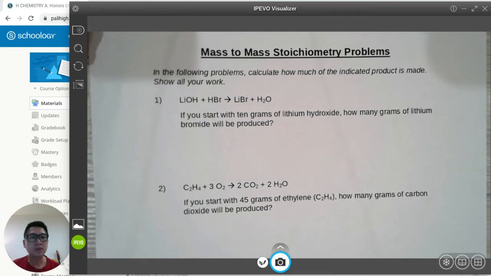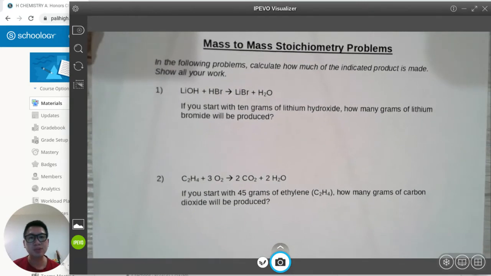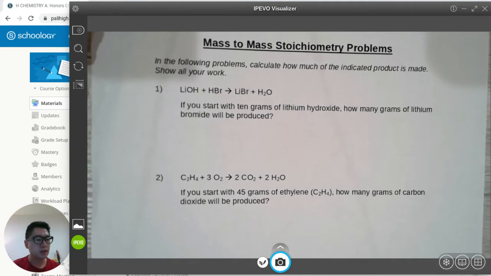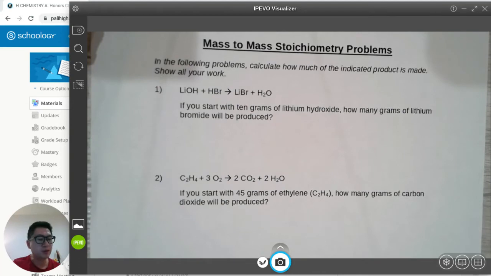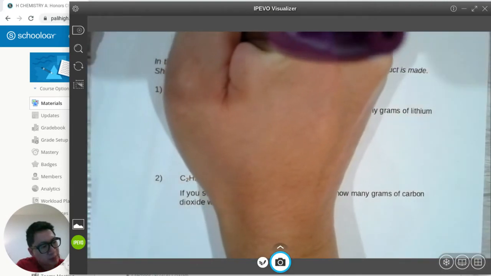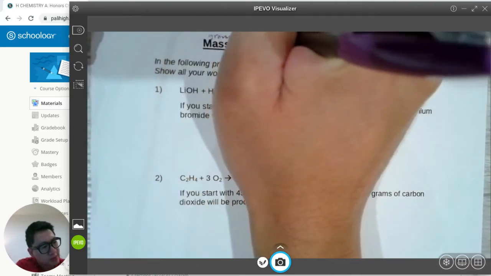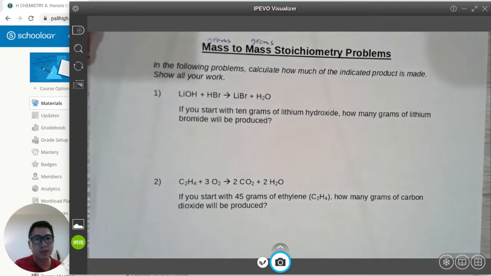I want to go over these two sample stoichiometry problems. These are all mass-to-mass stoichiometry problems, which are the most difficult types of stoichiometry problem. That is, you're given something in grams, mass would be grams, to grams. These are also known as grams to grams stoichiometry problems. So you're given something in grams and you want to find how many grams of chemical Y is produced or is needed.